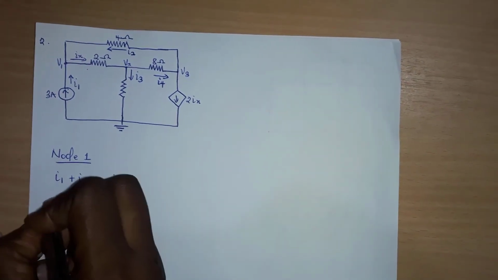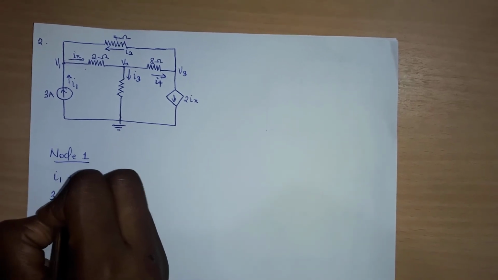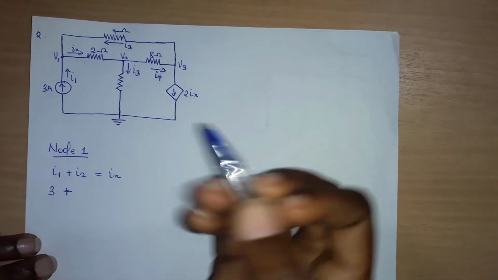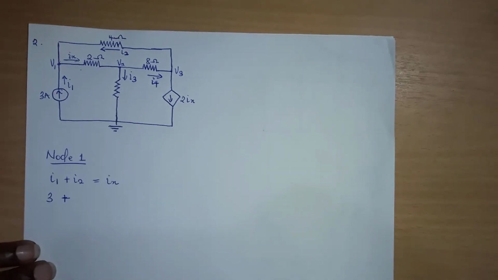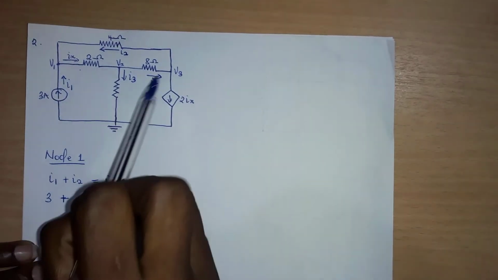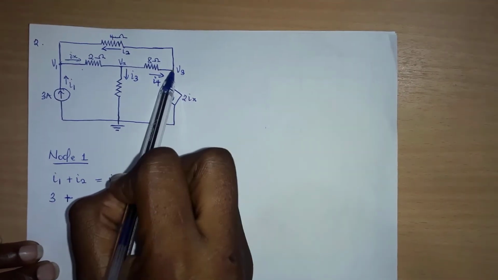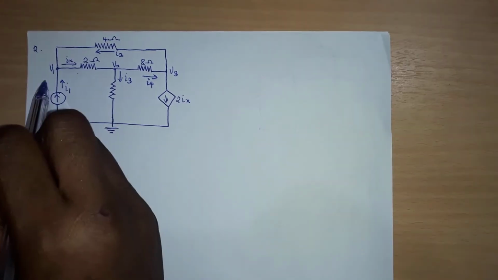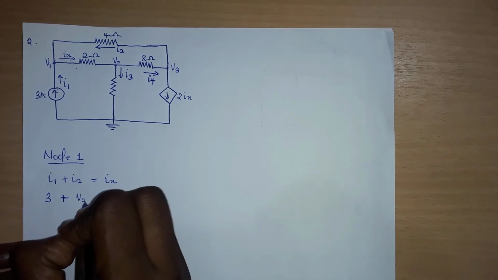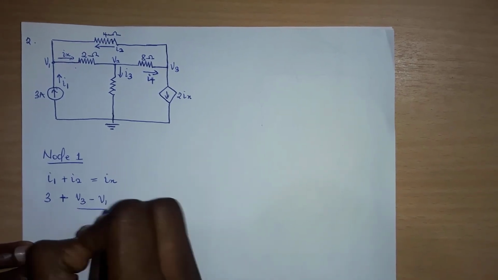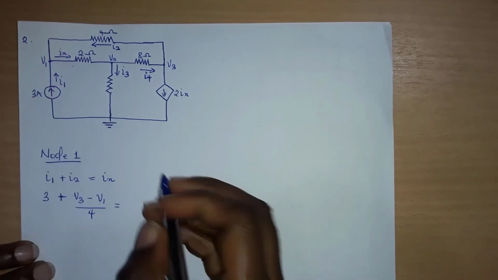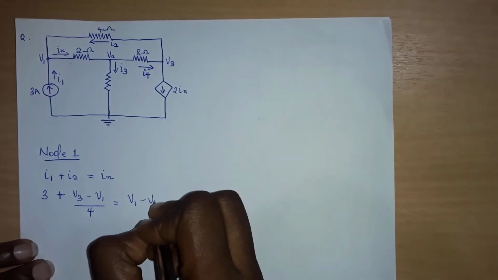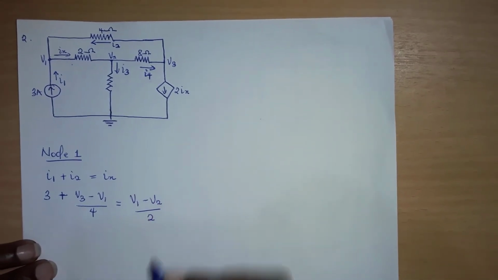Then I1 we know is 3 amps. Then I2, so considering the current direction that I have taken, V3 will be my high potential. So V3 minus V1 over 4 gives me current I2. Then I have Ix to be V1 minus V2 over 2.